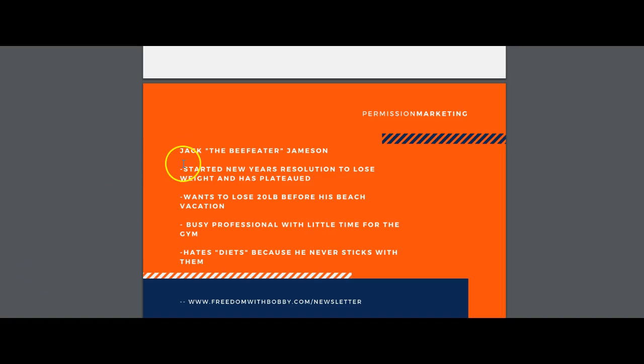So let's look at Jack, and this is who we're speaking to because Jack's not just Jack the Beef Eater Jameson. Jack represents a segment, a very specific segment of our target market. So he's someone who's busy. So if we say, hey, Jack, here's a 90-minute exercise program that you need to do 5 or 6 days a week, he's not going to opt in for that because it doesn't appeal to him. Or if you say, hey, Jack, I have this amazing diet that you can lose 20 pounds on before your beach vacation, it's not really going to appeal to him because he's not that segment of the market. He's not a dieter. He doesn't spend his life in the gym. He wants something that he can do quickly and do it without being on a diet.